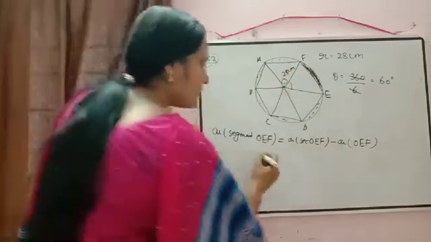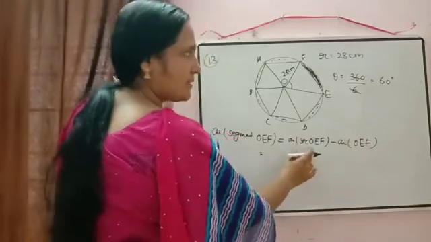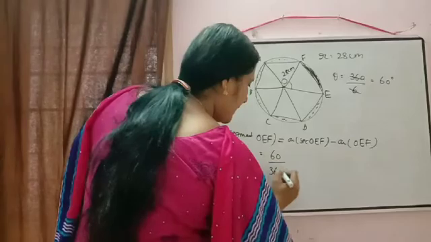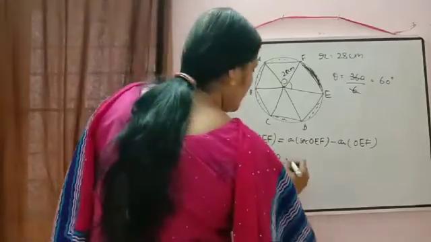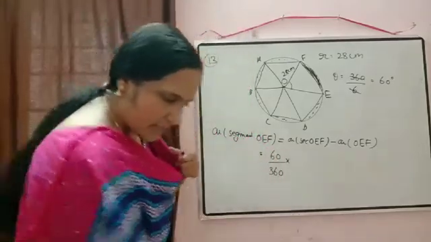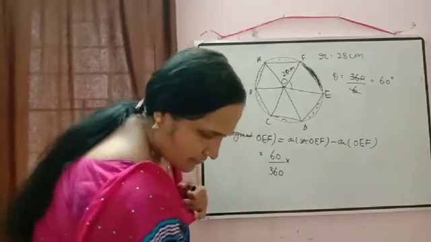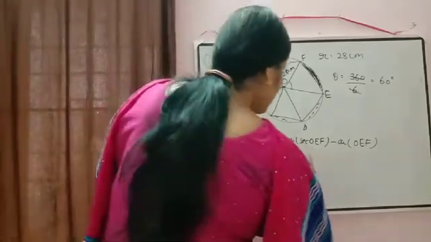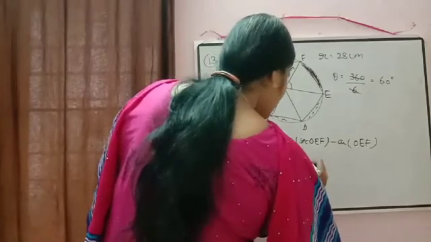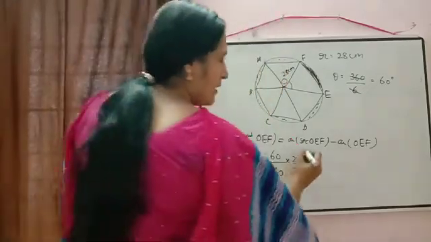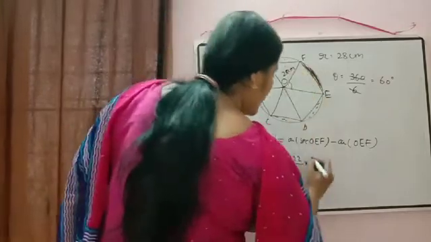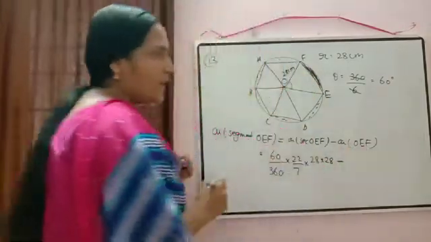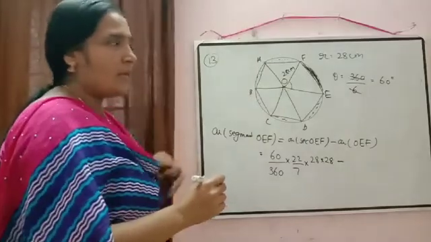Now we'll just substitute the value. Area of sector, formula is theta by 360. So 60 by 360 into pi. Any information given regarding pi? Not given. Only root 3 is given. So pi we can take 22 by 7. So 22 by 7 into r square. Radius is 28, so 28 into 28, minus area of triangle OEF.